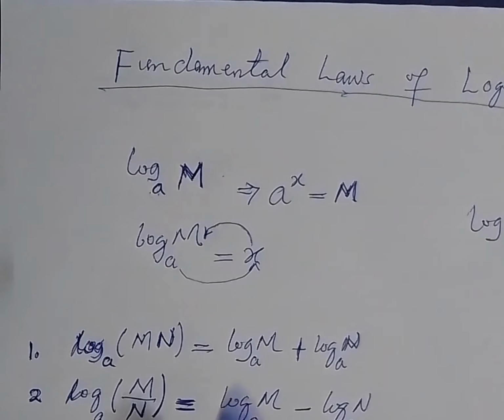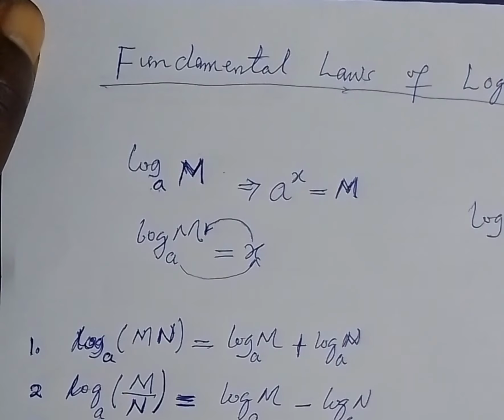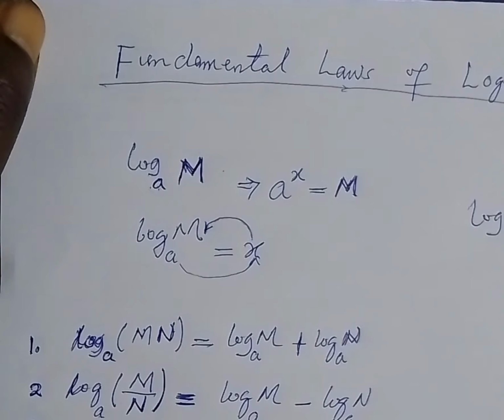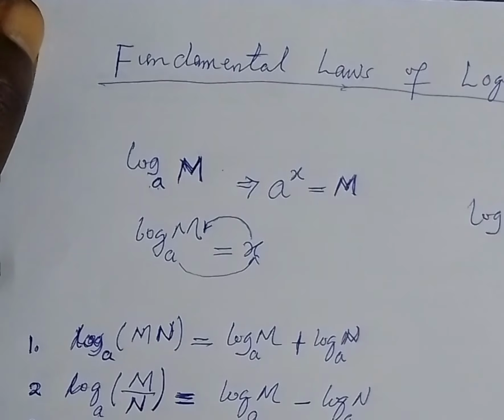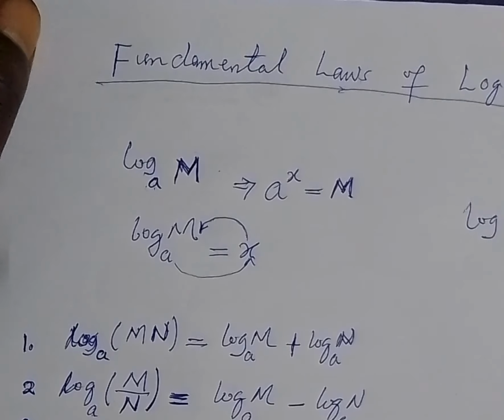Next, we have the logarithm of 1. Now, there's a law that says the logarithm of 1 to whatever base, any base at all, is 0. Once the number is 1, the logarithm of it to any base is 0.